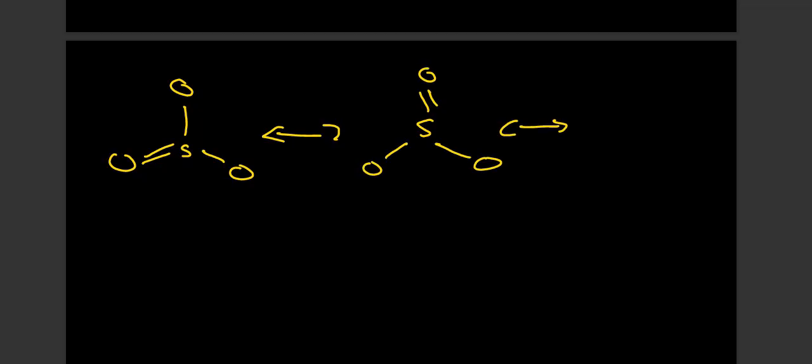You have your S, this oxygen, or you could have had the S with the double bond on this oxygen there, or the double bond would have been on the other side. So these 3 structures would have been possible. And this is what we call resonance.